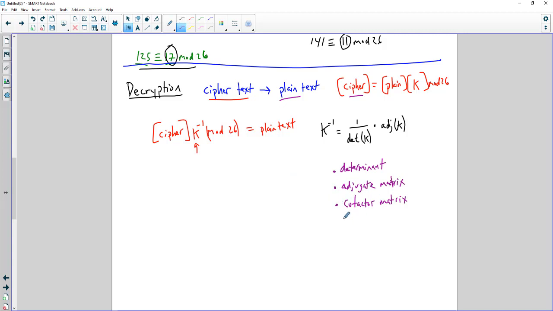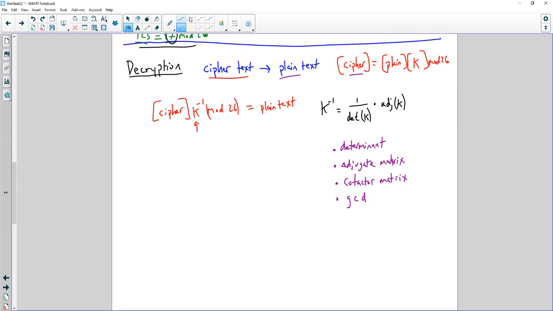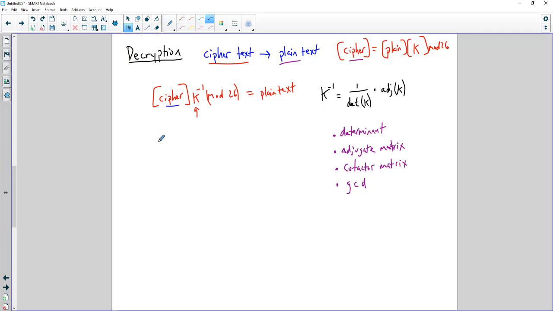And then another thing you have to know how to do is a greatest common divisor, or GCD. These are all things that are going to come into play in this process. Okay, so let's go through it. I'm going to try to walk you through it the best I can. All right, because I'll be honest with you, it was fun figuring this out. All right, so the trick here, so this is 17, 0, and 11, and the trick here is finding this guy. That's the hard part.